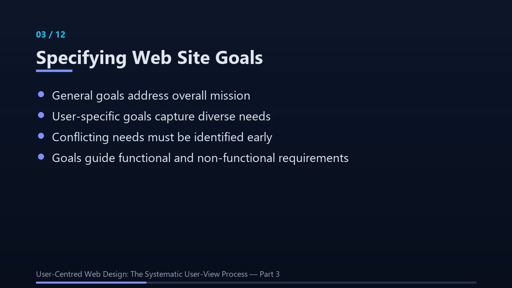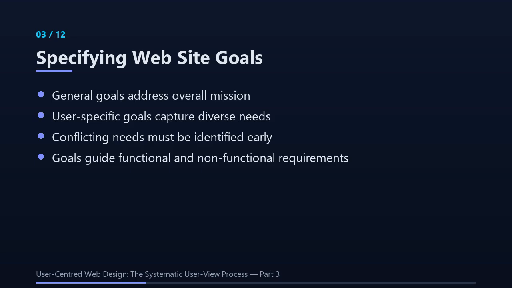Goal specification is the first narrative that tells the story of why a website exists. General goals are broad statements such as providing consistent information, ensuring reliable access, and offering communication tools that support the tasks users need to accomplish. These goals are shared by all visitors and set the tone for the entire project.